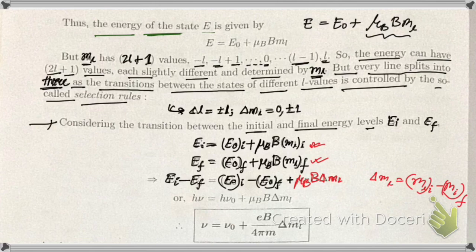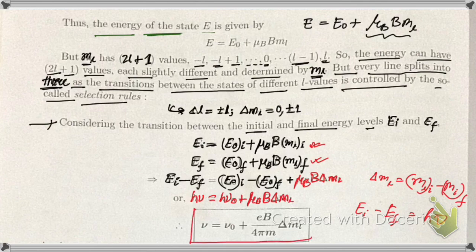So hope you have understood this. In this, EI minus EF is equal to h nu, right? So we have used that relation here, h nu, and E naught I minus E naught F will be h nu naught, plus mu B into B del ml.